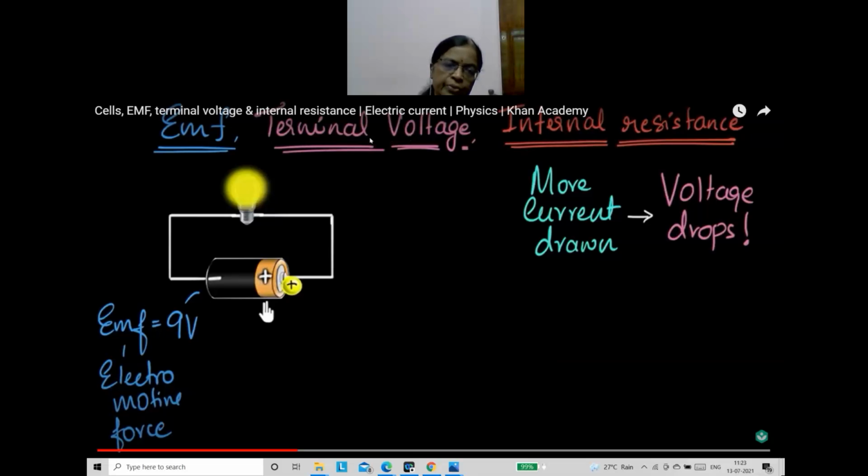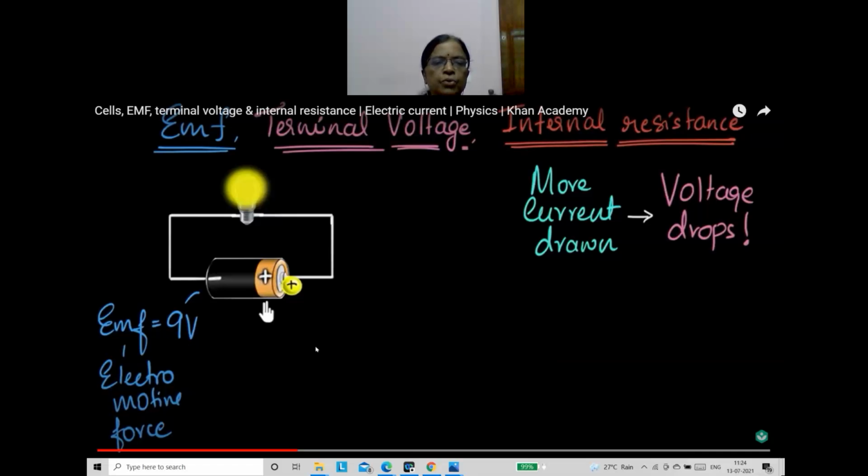Understand? Before connecting the bulb, whatever voltage the cell shows, that is the EMF of the cell. That is, when no current is drawn from the cell, the potential difference between the two terminals of the cell is the EMF of the cell. So what is EMF, children? EMF is the voltage or potential difference between the two terminals of the cell when no current is drawn from it. Simply take a battery and measure its voltage. That is the EMF of the cell.